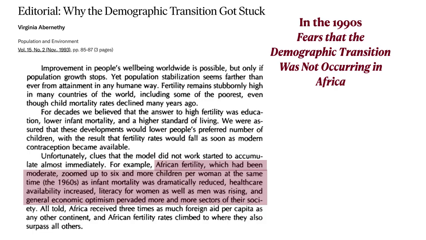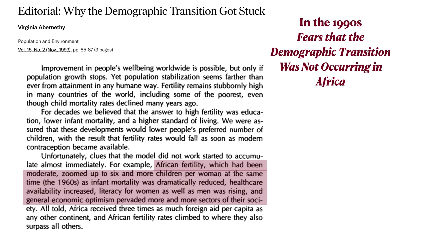Another problem that demographers had was a view back in the 1990s that the demographic transition was simply not occurring in Africa. So here we have an editorial from Population and Environment by Virginia Abernathy, 1993, noting that African fertility, which had been moderate, zoomed up to 6 or more children per woman in the same time, 1960s, as infant mortality was drastically reduced. Healthcare availability increased, literacy for women as well as men was rising, and general economic optimism pervaded more and more sectors of their societies. And there's definitely a degree of truth in this. Fertility rates did go up.